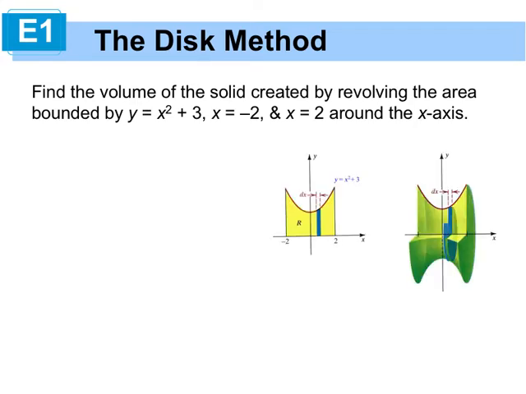Okay, so here's our first example. We're going to take a nice pretty parabola, x squared plus 3. That's simple. It's a parabola shifted up 3 units. And we're going to make it a bounded region by bounding it between -2 and 2. And then spin that puppy around the x-axis.